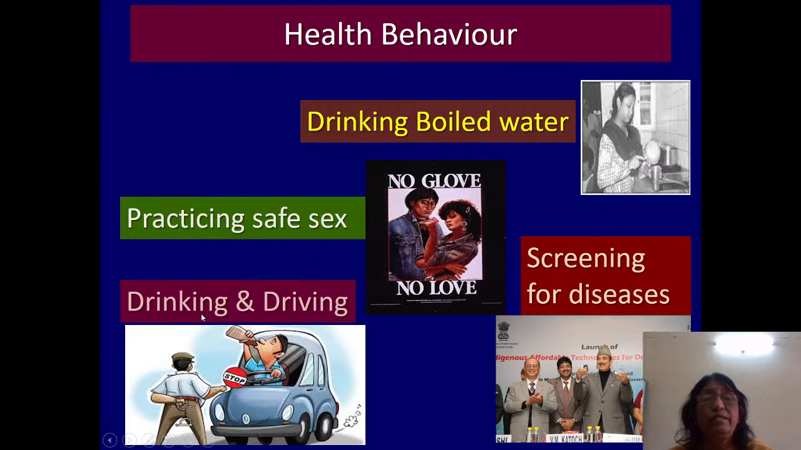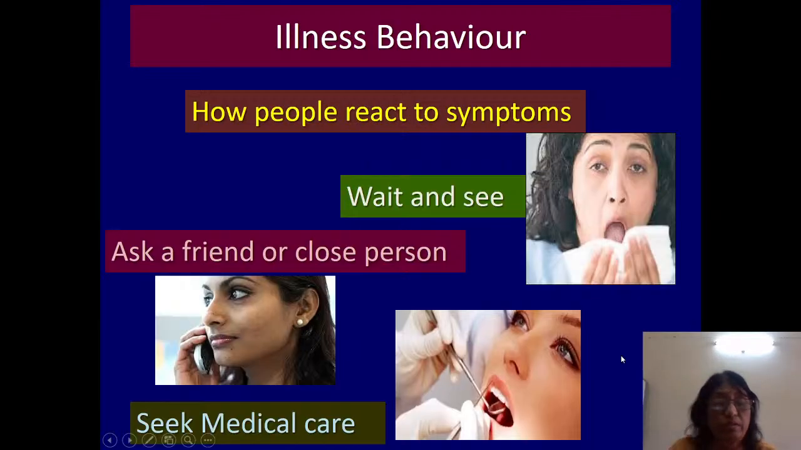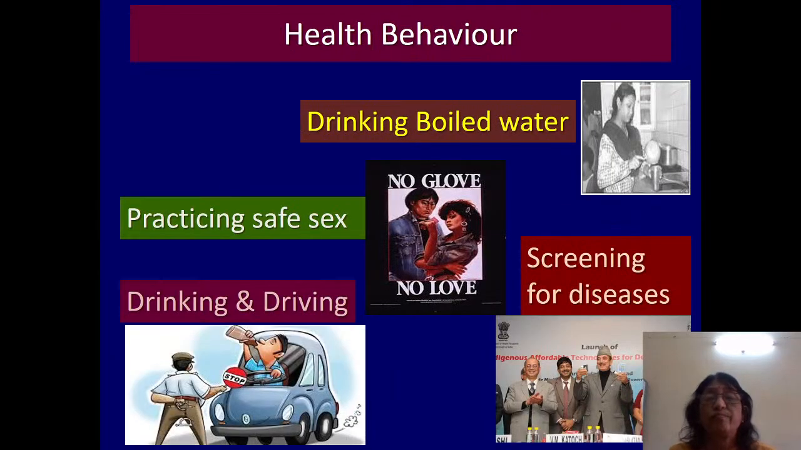Then comes drinking and driving. See how the cop has stopped him because he is drinking and driving. So this is not a healthy behavior. Then coming to screening of diseases, which I told you about just now in my previous slide, what screening means. I gave you all an example of breast cancer. This is one of the programs launched by the Government of India for screening the population for diseases.